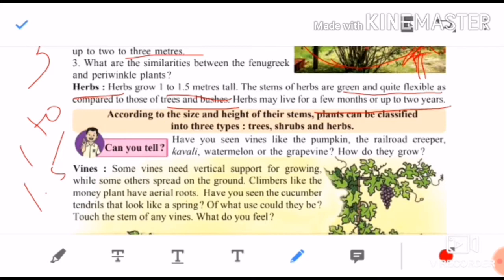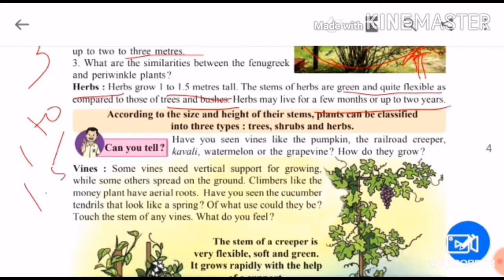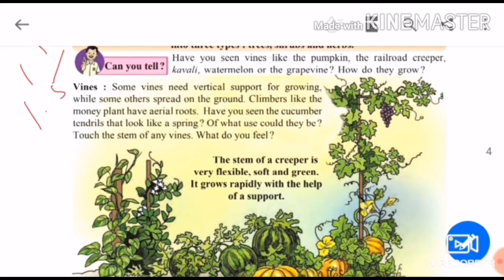According to the size and height of their stems, plants are classified into 3 types: trees, shrubs and herbs. Trees are very tall, shrubs are medium heighted plants that can grow up to 2 to 3 meters, and herbs are very small in height, 1 to 1.5 meters. So after height, we have seen 3 classifications of plants. Now one more is vines.